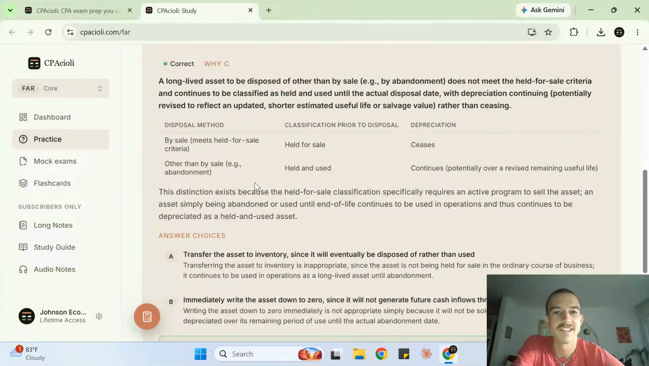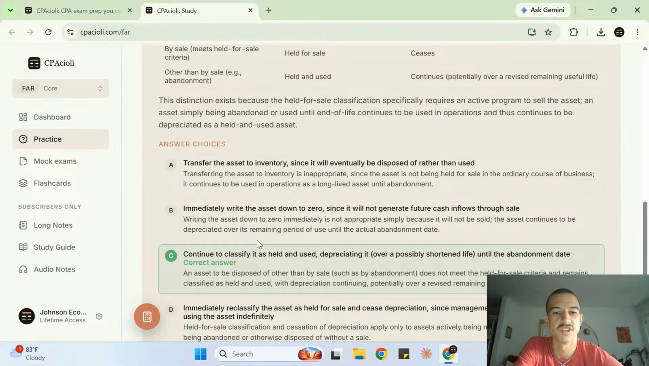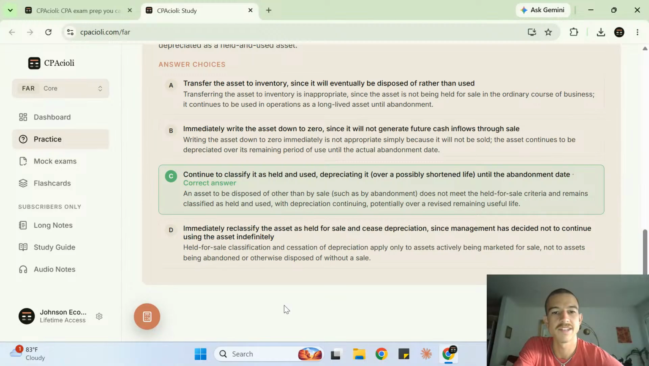A long-lived asset to be disposed of other than by sale, for example abandonment, does not meet the held for sale criteria and continues to be classified as held and used until the actual disposal date, with depreciation continuing rather than ceasing, potentially over a revised remaining useful life.